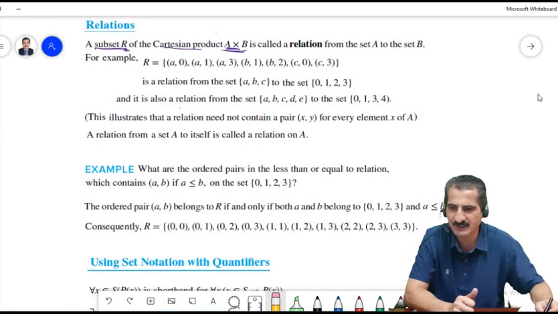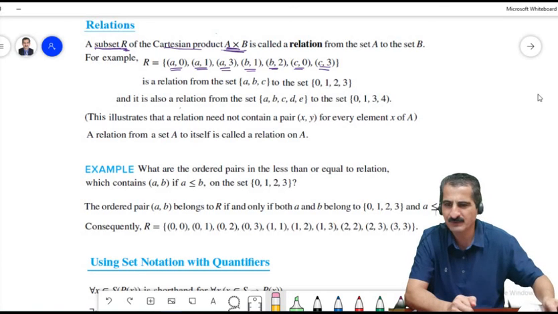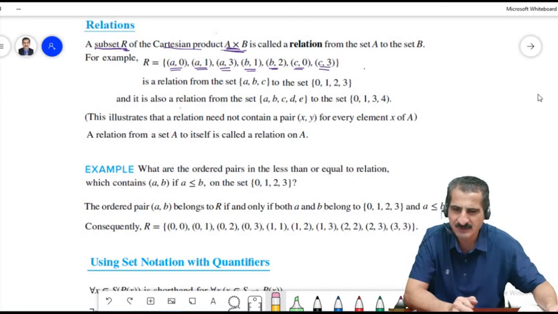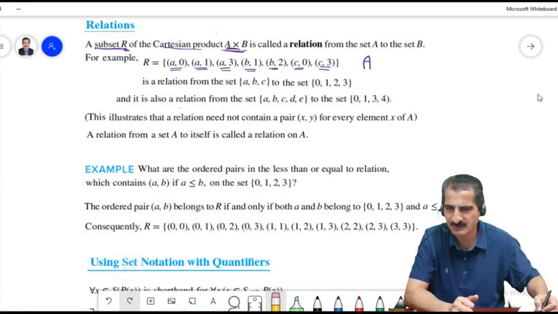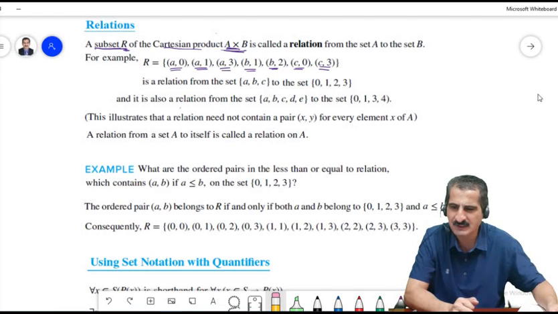If A is the set, R consists of A0, A1, A3, B1, B2, C0, and C3, where we are taking these from, and we are assuming A here. Actually, it is written here. A is this set. This is A, and this is B.